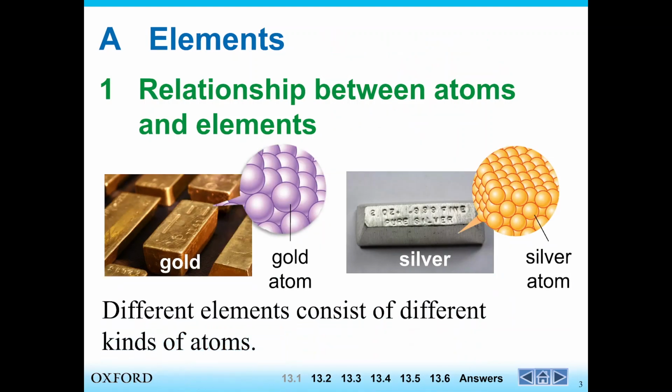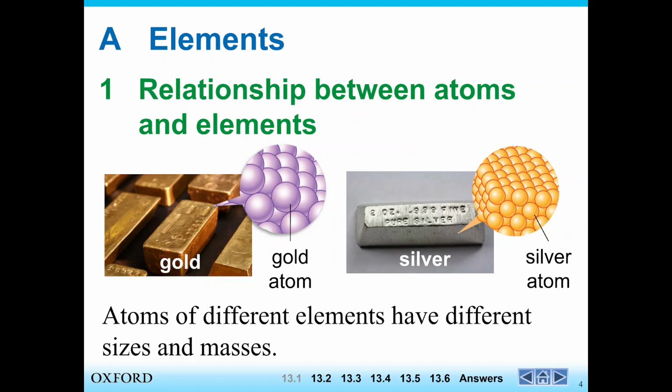Now, different elements will consist of different kinds of atoms. Like what I was explaining, a gold element will only have gold atoms. A silver element here will only have silver atoms. And different elements will have their unique sizes and masses. So they'll have different sizes and masses. And I'm sure you've seen that gold, silver, iron, aluminium have different properties. They look different. Some of them are soft, some of them are hard, some of them are solids, some of them are liquids, some of them are gases. So that's all to do with elements.